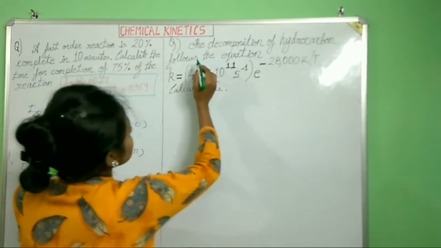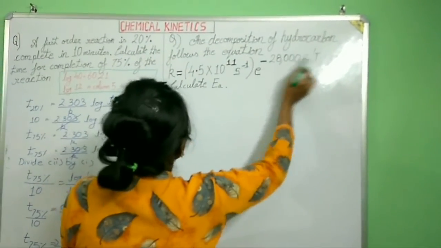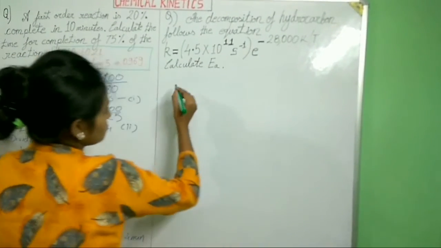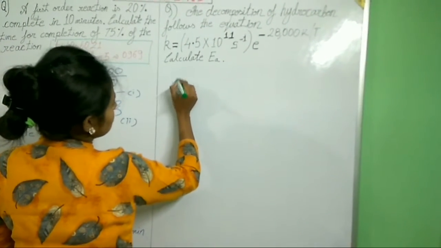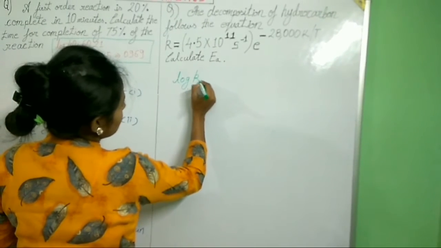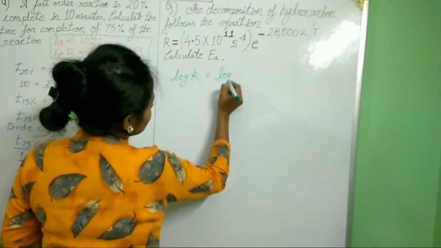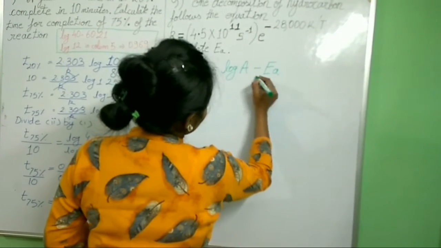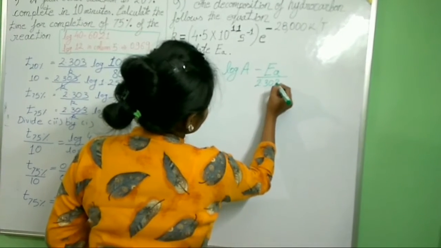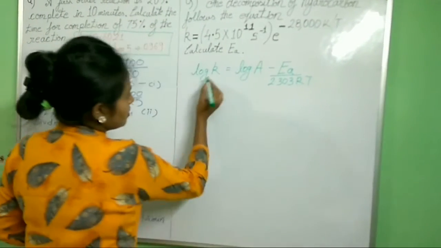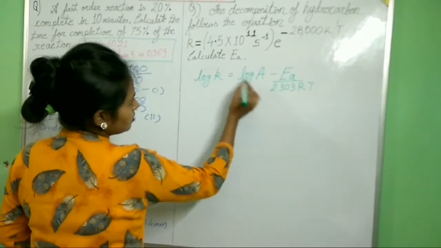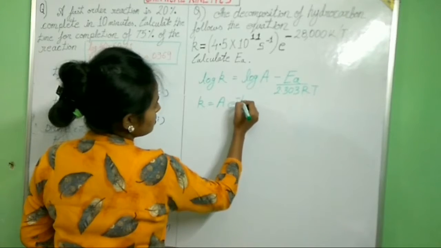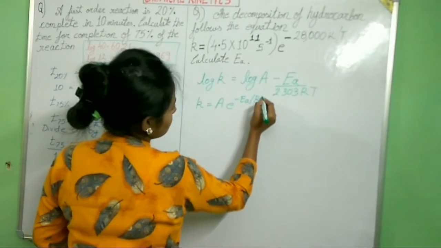So the next question is, the decomposition of hydrocarbon follows the equation given. Calculate activation energy. So what is the formula for activation energy? log K equal to log A minus EA by 2.303 RT. Yes. Now it can also be written as, if we remove the log, then K equal to A e to the power minus EA by RT.